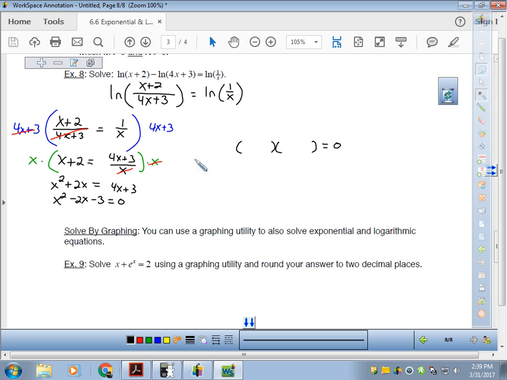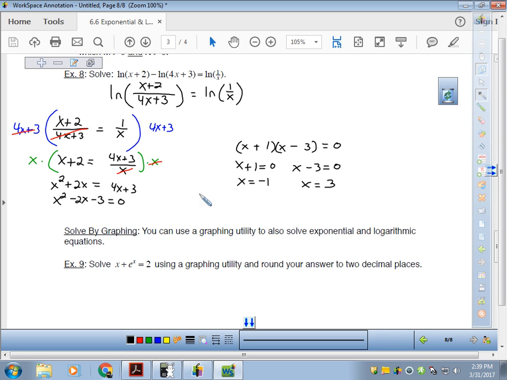To make an x squared, I need x times x. To make a 3, I need 1 times 3. And to make it a negative 2, the 3 has to be negative and the 1 has to be positive. So then we set the factors equal to 0, and we solve. So we get x equals negative 1 and x equals 3.